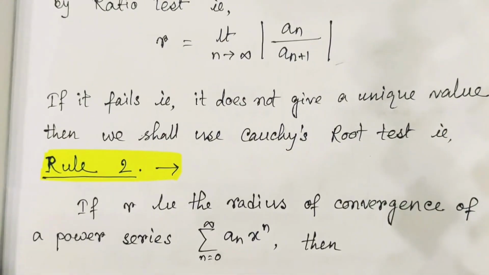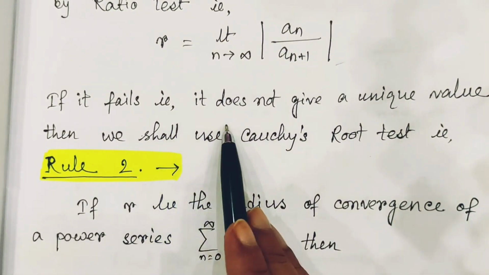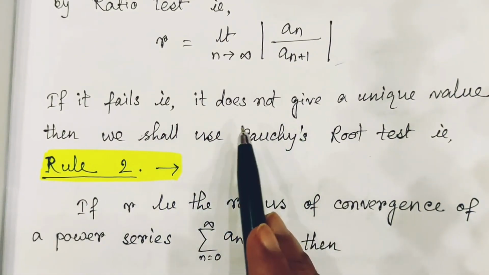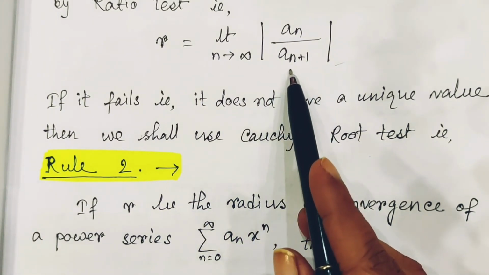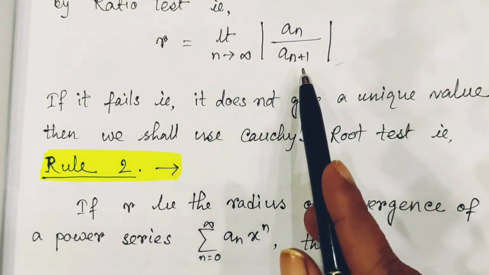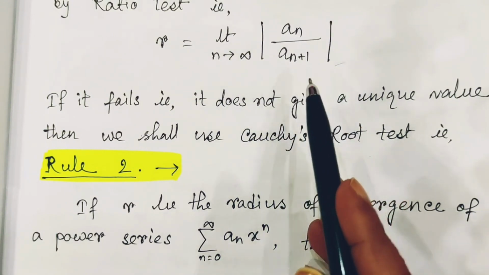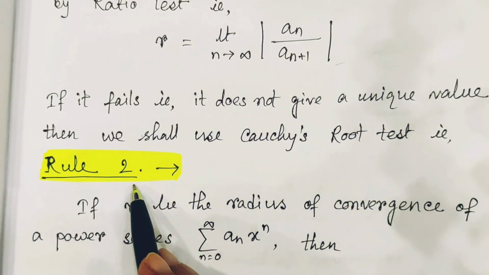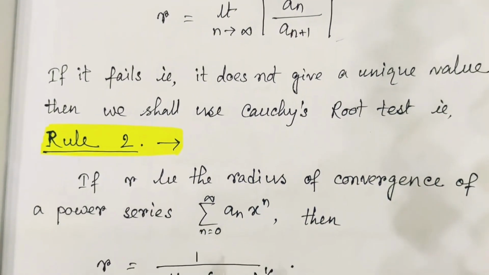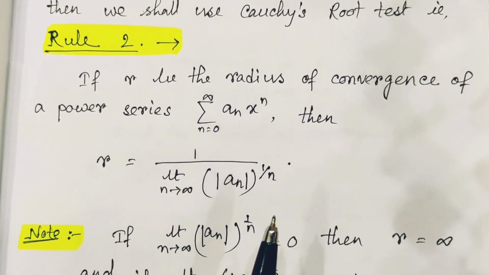So if this one fails, then what will we do? That means when it fails at first, if we do not find any unique value for this ratio, then we can say this rule fails. At that time we go for Cauchy's root test, which is rule 2 to find the radius of convergence for the power series.